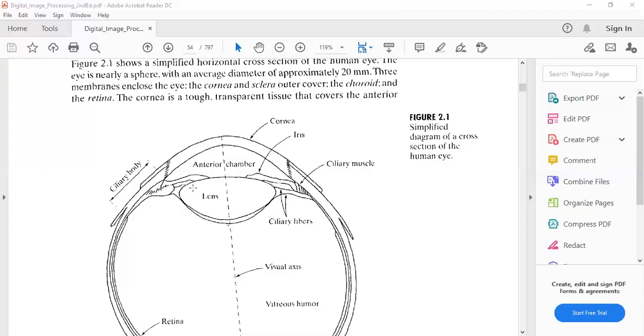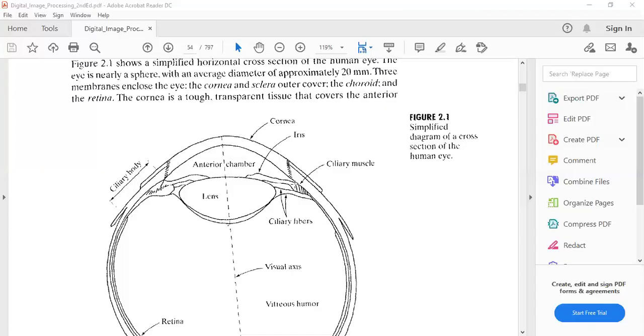Okay, this lens is made up of 6% fat and water and more protein than any other tissue in the eye. Okay, the lens contains protein, water, and fat. There are many concentric layers of lens. Whenever you zoom the eye in or out, these lenses are responsible for long distance vision and short distance vision. Okay, these are controlled by the iris and the ciliary fibers. Yeah, and we have ciliary muscles and ciliary body.